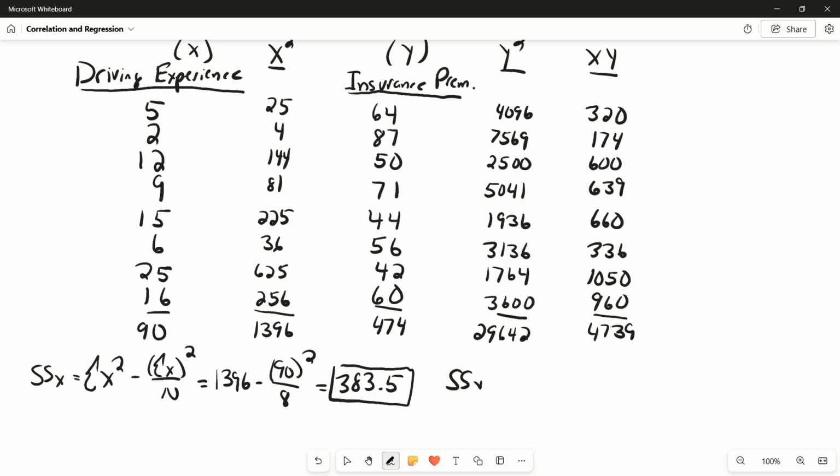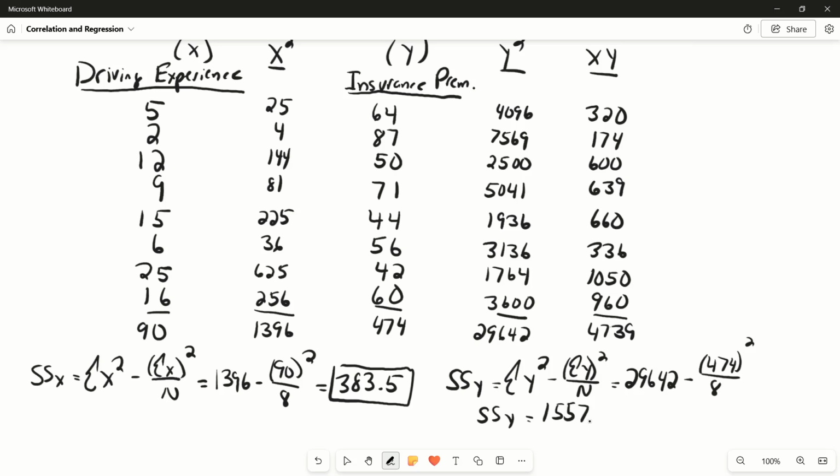Let's do sum of squares y. That's sum of y squared minus sum of y quantity squared over n. So we're plugging in for y now. 29,642 minus 474 squared over 8. And when we simplify the sum of squares y, we get 1557.5. That is your sum of squares y.